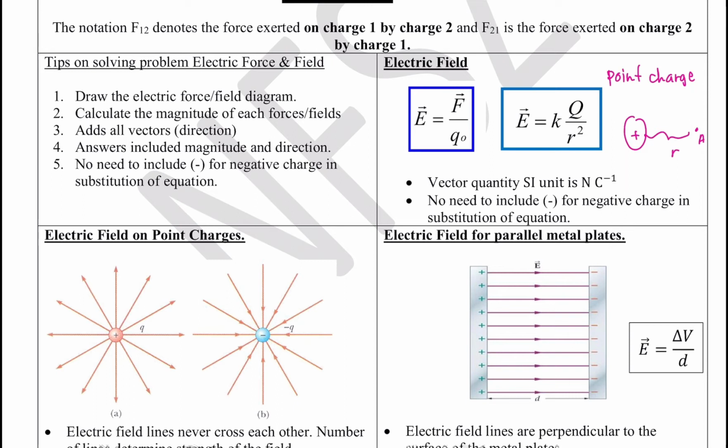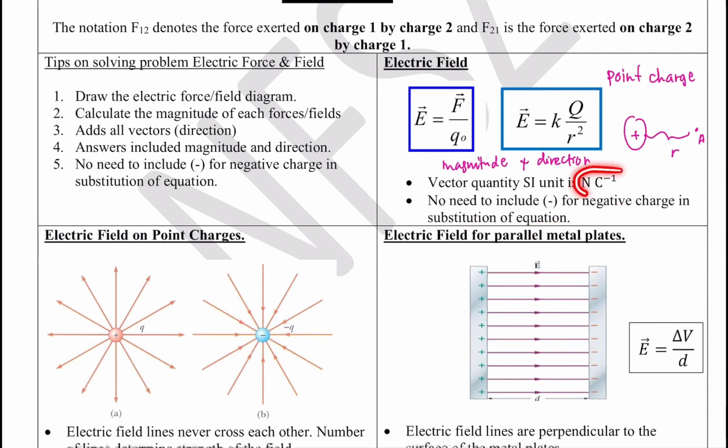So, maksudnya bila ada vector quantity je, awak kena tahu bahawa jawapan awak mesti ada magnitude. Magnitude awak ni kita kena positifkan sama macam force. Dan juga direction. Okay. So, it's a vector means that your final answer kena include magnitude dan juga direction. Magnitude awak kena sentiasa positive form lah. Okay, seterusnya Q ni kalau is negative charge, tak perlu masuk negatif tu. Masukkan positif sahaja. Okay, so E equal to KQ over R square. No need to include negative sign for negative charge in substitution equation.